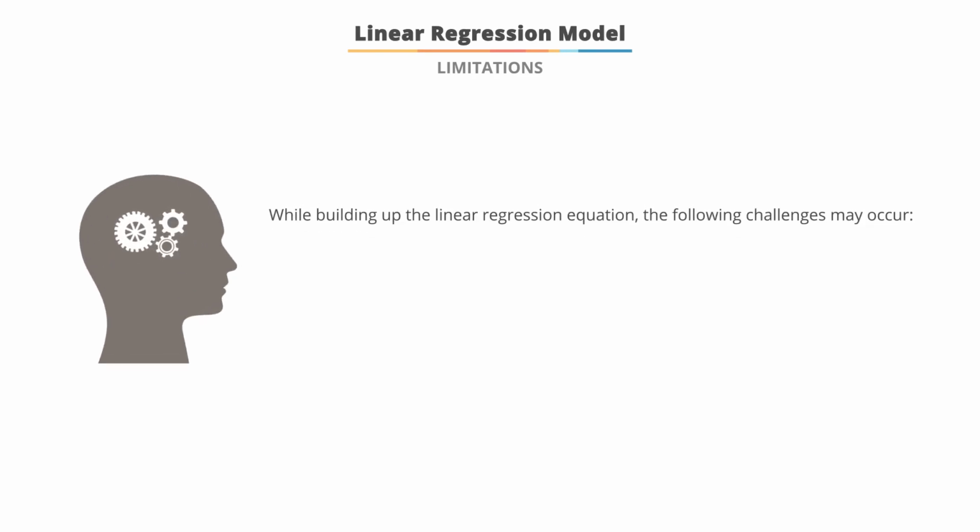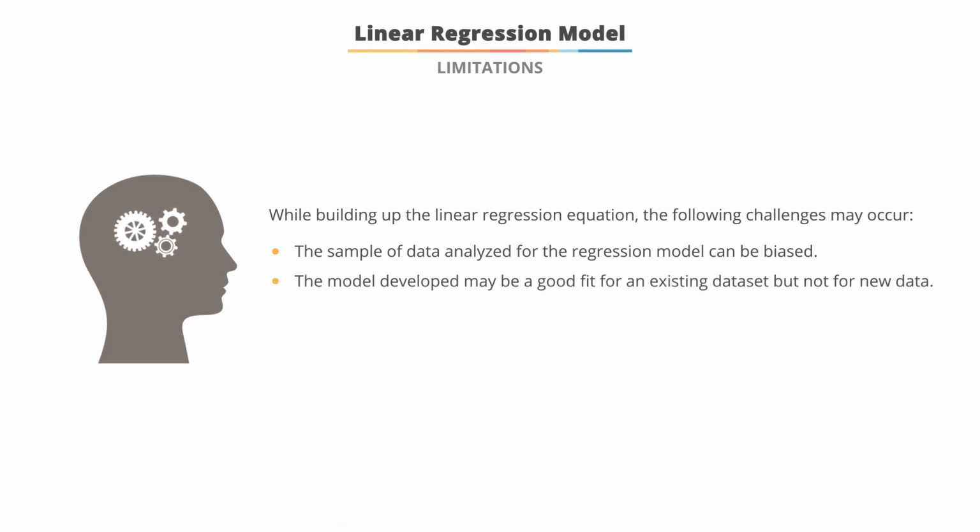Now, what are the limitations to linear regression modeling? Well, while building up the linear regression equation, the following challenges could occur. The sample of data analyzed for the regression model could be biased, could potentially not reflect the actual population. It depends how we sampled that data, where it came from, as well as the accuracy of the data itself.